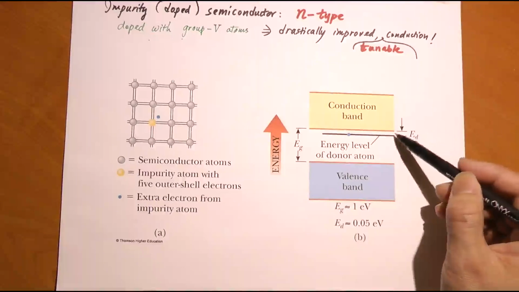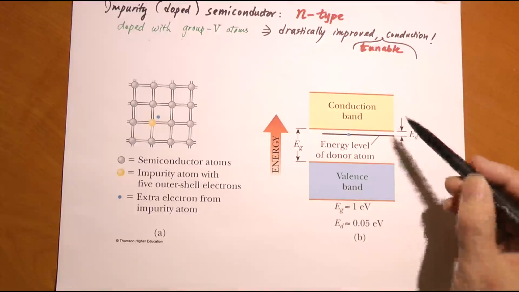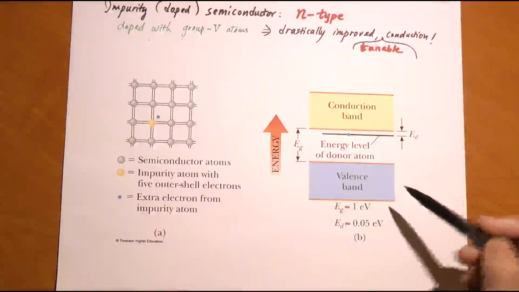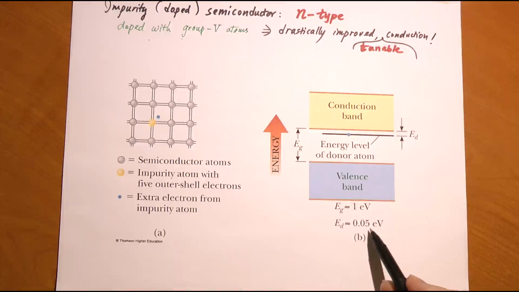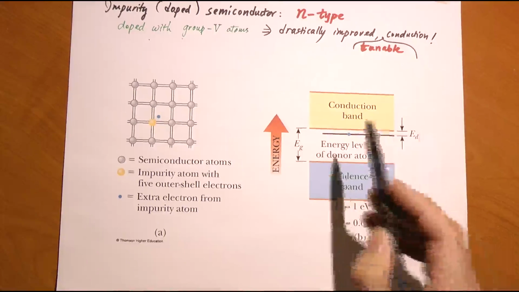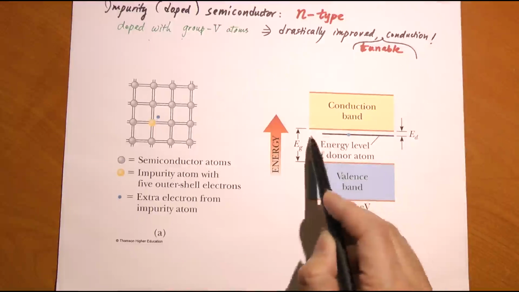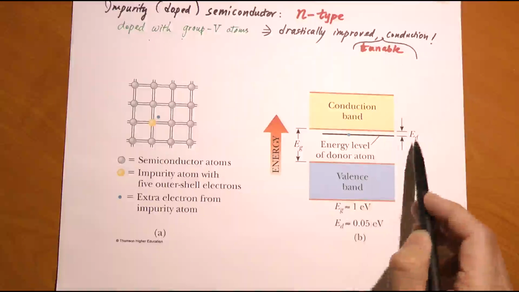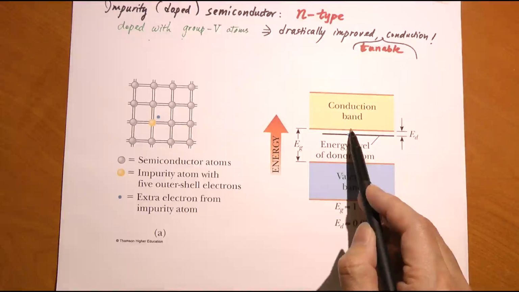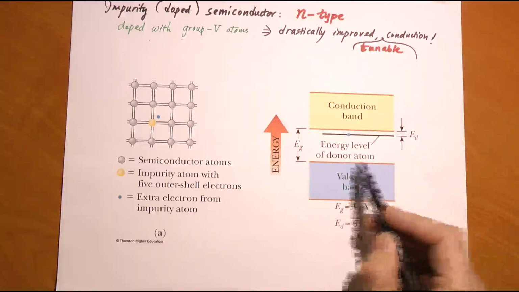What is the energy it takes to go from here to there? It's a lot less than Eg. Eg is about 1 eV, but this is only 0.05 eV, which is comparable with kT. kT is 1/40 of an eV, and therefore you have just created a case where you can get conduction electrons from this added new energy level. This new energy level donates electrons to the conduction band, so we call it the donor level.